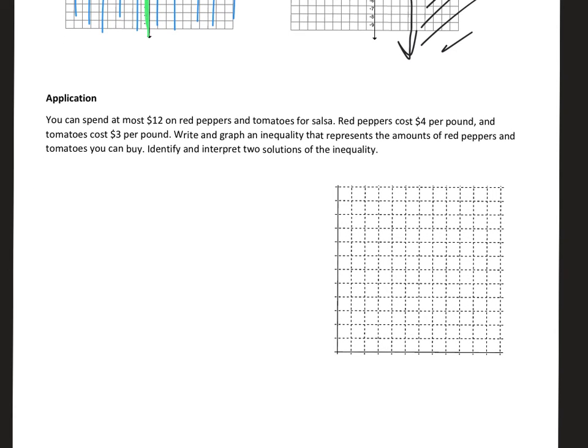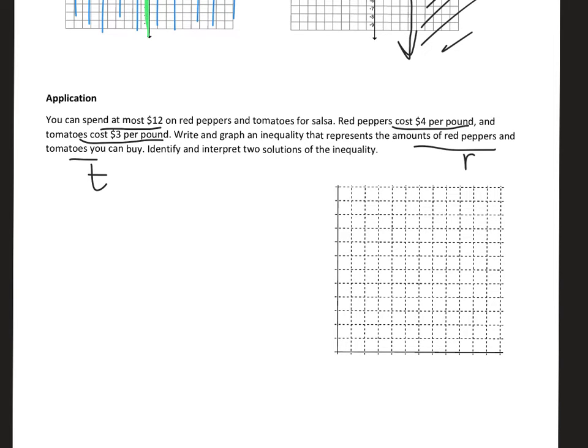Okay, another application. You can spend at most $12 on red peppers and tomatoes. Red peppers cost $4 a pound and tomatoes cost $3 a pound. Write and graph an inequality that represents the amount of red peppers and tomatoes that you can buy. So we have red peppers and tomatoes. Those are my variables. Then identify and interpret two solutions of the inequality.